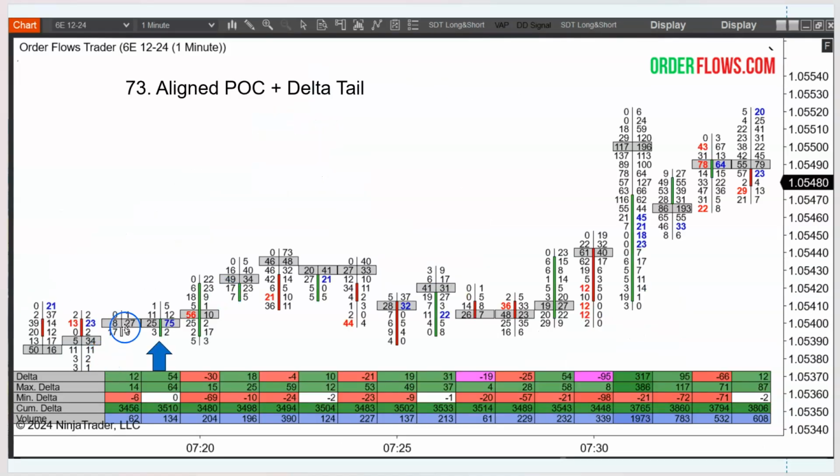Here's the bullish version, your aligned point of control. Delta tail, 3 versus 2, so you have plus 1. Then 25 against 75, you got positive 50. 11 from 12, you got positive 1. And 1 and 5, you have 4. So 4, 1, 50, and your negative delta of minus 1.